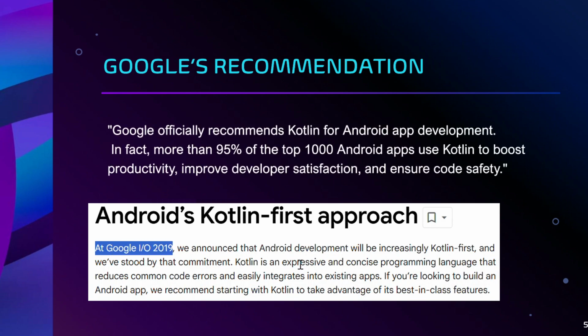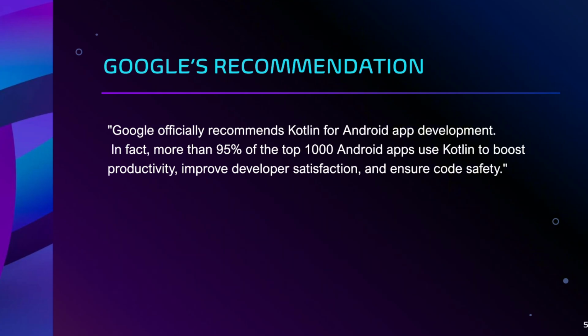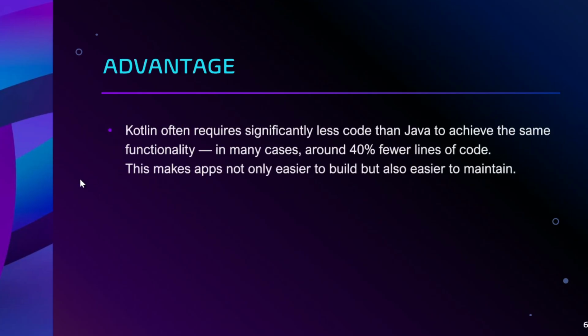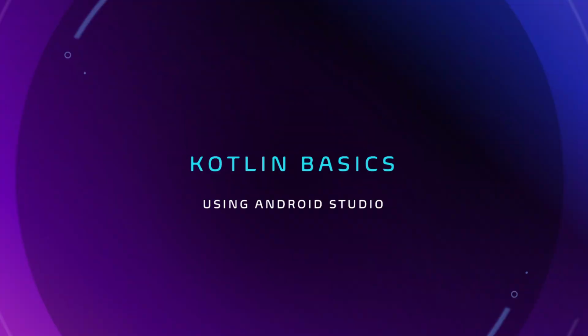Google officially recommends Kotlin for Android app development. In fact, more than 95% of the top 1,000 Android apps use Kotlin to boost productivity, developer satisfaction, and code safety. Kotlin often requires much less code than Java to achieve the same functionality, in many cases around 40% fewer lines. This makes Android apps easier to build and much easier to maintain. That's why more than 60% of professional Android developers already use Kotlin, and the number is still growing.